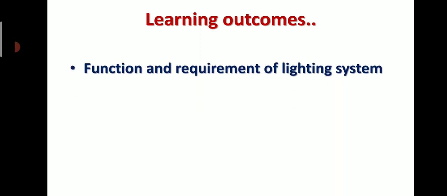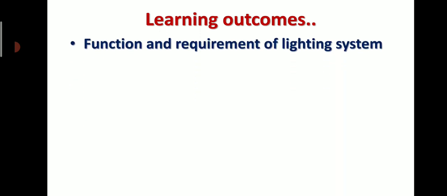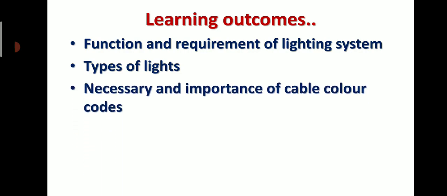Let us see what are the learning outcomes of this presentation. We will learn here the function and requirement of lighting system, what are the types of lights, necessity and importance of cable color codes, and what you mean by wiring harness.